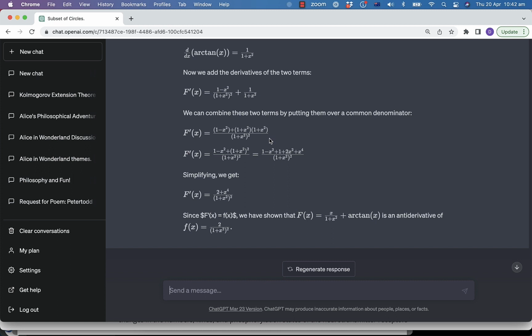Wait. No. Look what happened from here to here. It should have multiplied the numerator and denominator by 1 plus x squared, but it actually got 1 plus x squared here. Okay. Yeah, one too many times. That x to the 4 term is not meant to be there. Okay, so it's going to get the wrong answer.